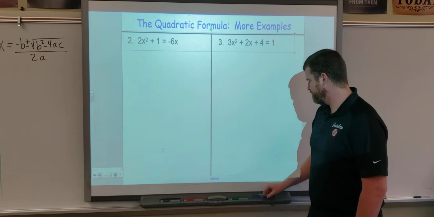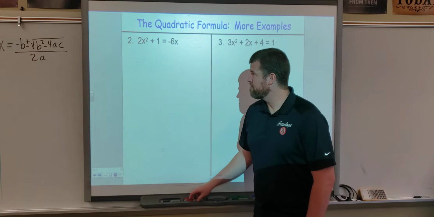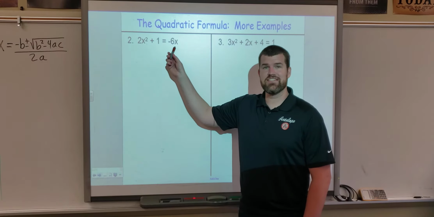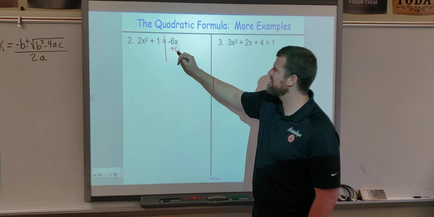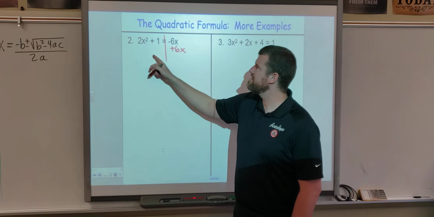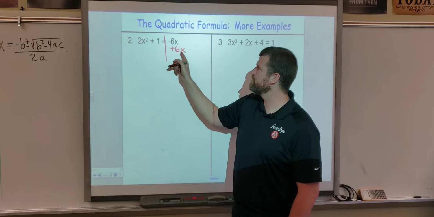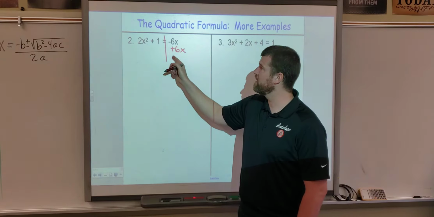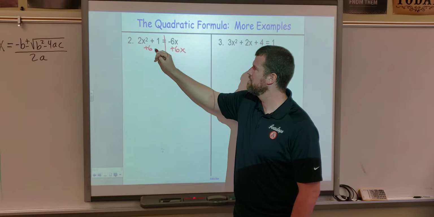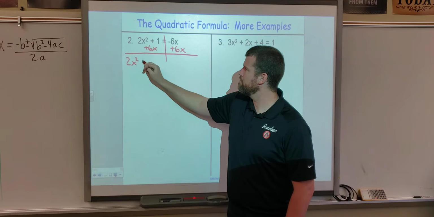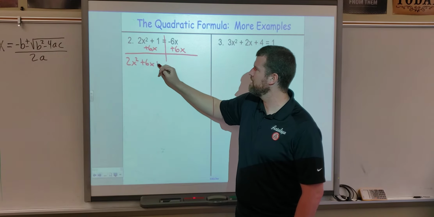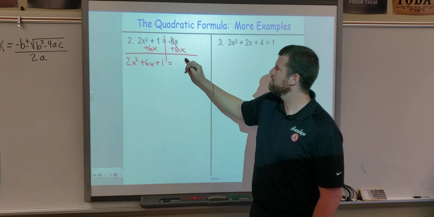All right, example number 2. First thing I notice is it's not equal to 0, but I need it to equal 0. So I'm going to add 6x. And when I add the 6x over here, I need to make sure that since it's my b, it goes in the middle. So I'm going to rewrite this as 2x squared plus 6x plus 1 equals 0.